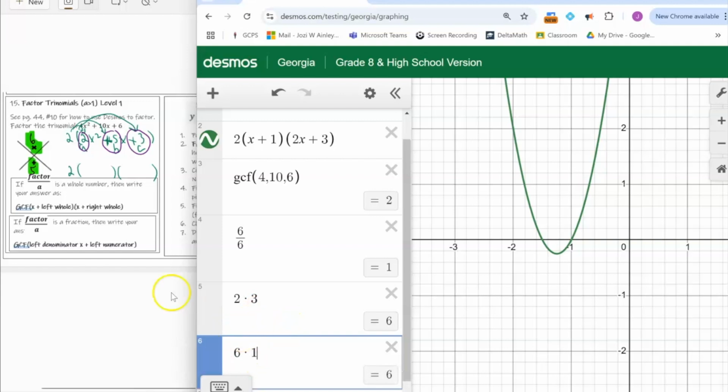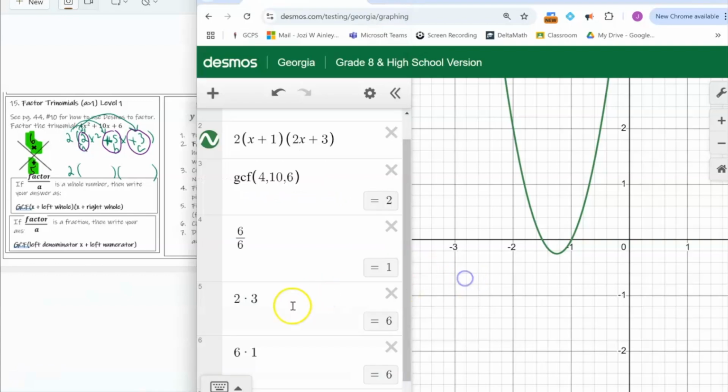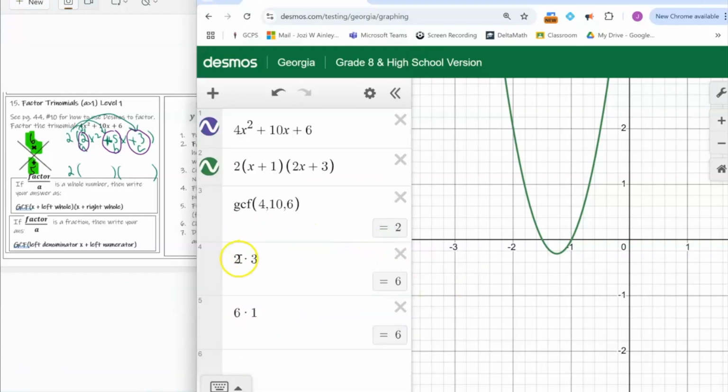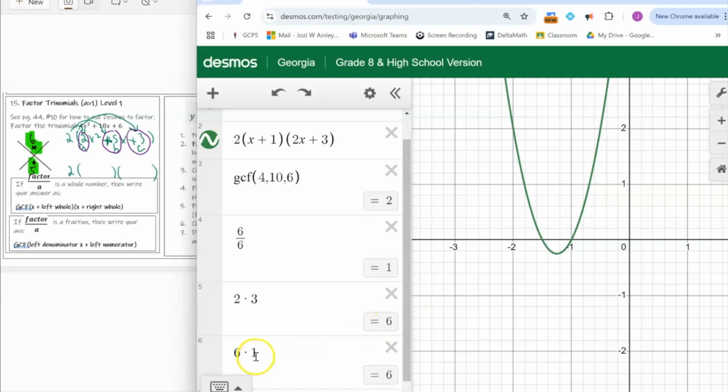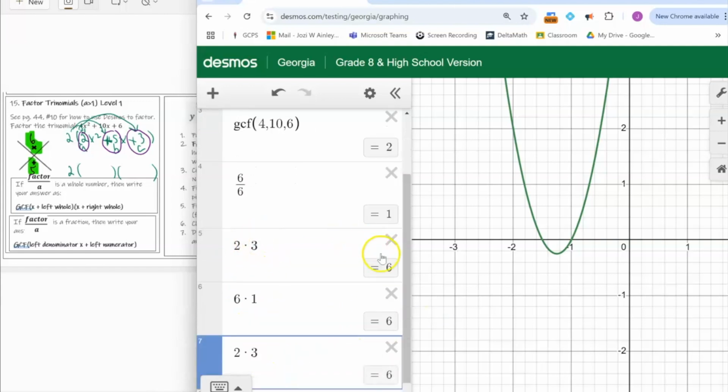So these are my factors, right? But they also have to add up to 5. So it says find the factors that multiply to AC and add up to B. All right, so now all I have to do is change the signs so that they can add. I know both of these multiply to 6. So I'm going to take this first one, 2 and 3. Remember, they already multiplied to give me 6. I now need to add them to give me 5.